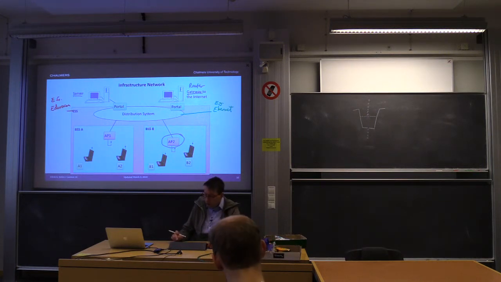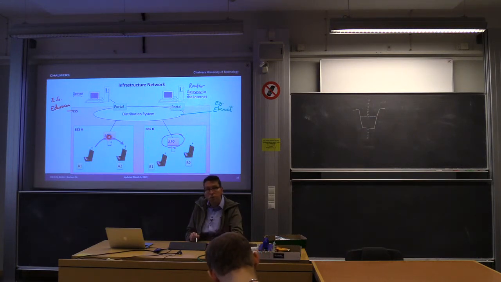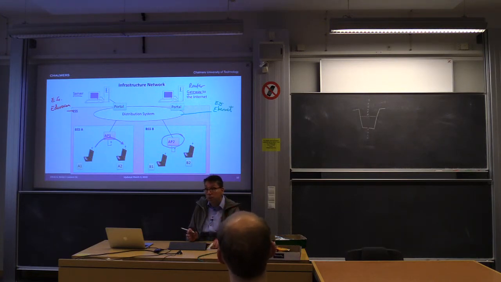Okay, so how is communication done here? Well, if A1 wants to talk to A2, this communication actually goes via the access point. So even though it might be possible to communicate directly here, the data frame from A1 to A2 actually goes first to the access point, and then from the access point down to A2. This is similar to what is in cellular also. You communicate directly with the base station and then to the other device.